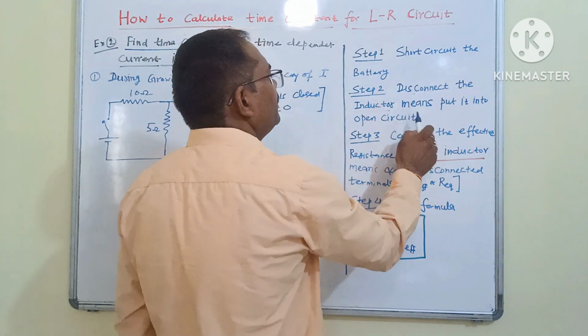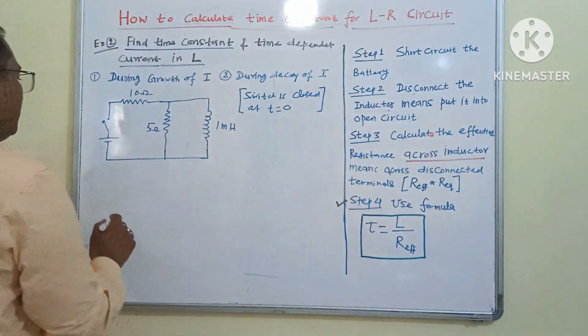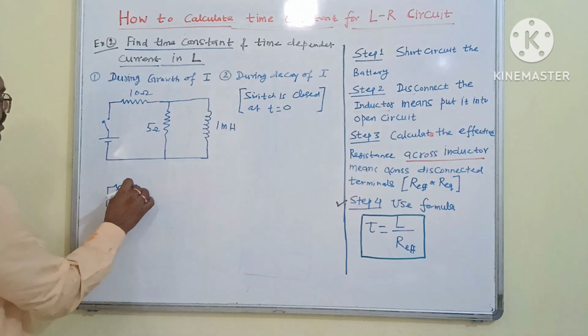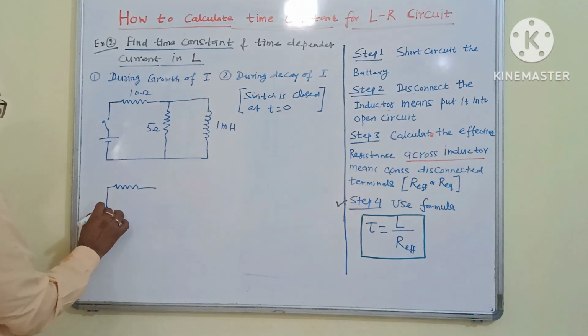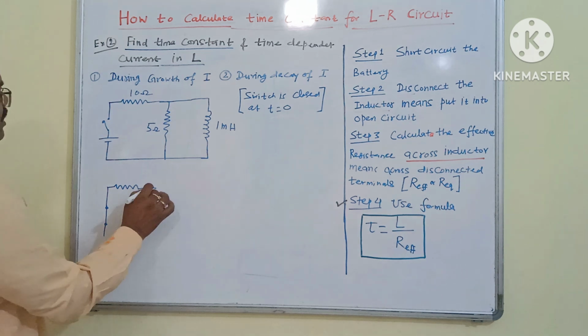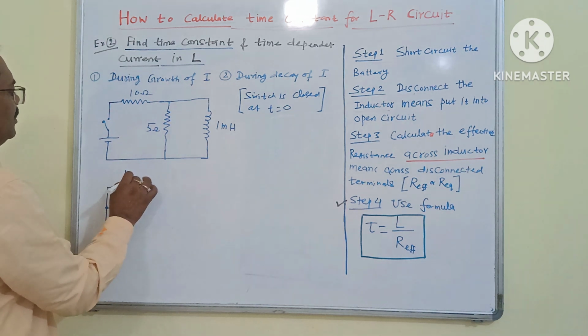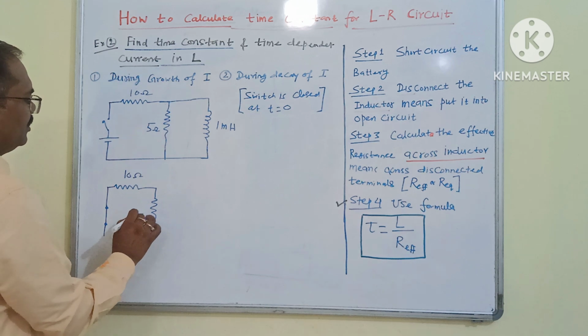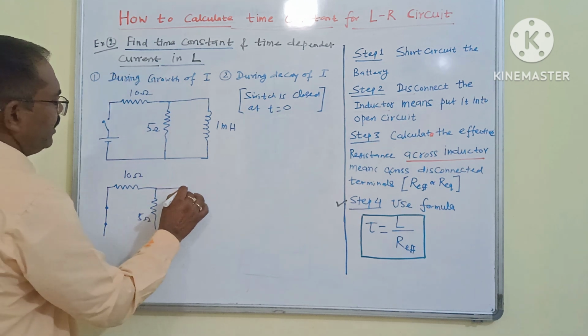Short circuit the battery. First short circuit the battery, means you can draw the circuit like this. Battery short circuited, simple. We will connect the wire. This is 10 ohm, this is 5 ohm, and the inductor is here.